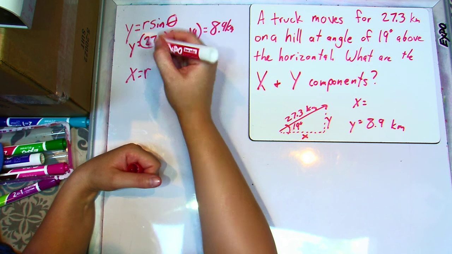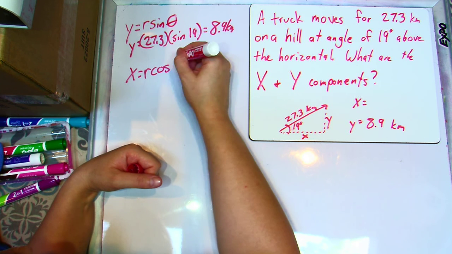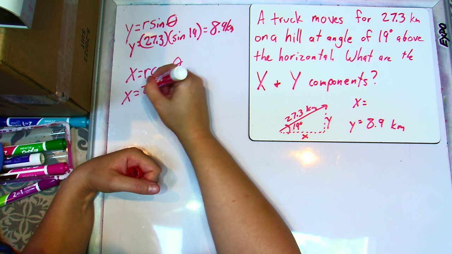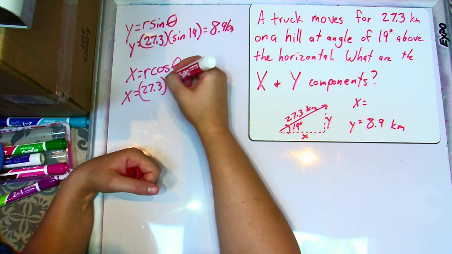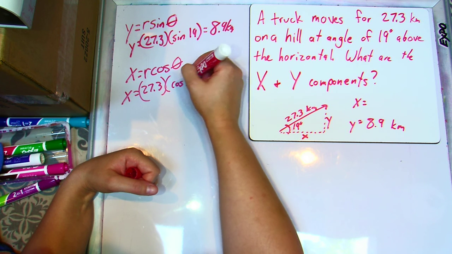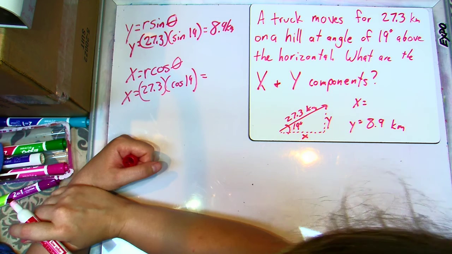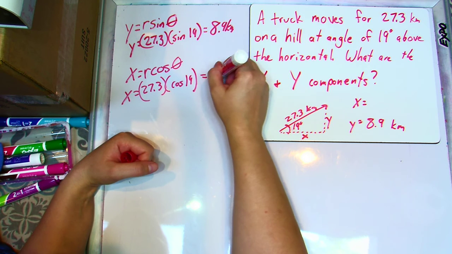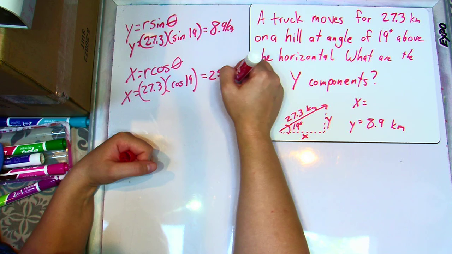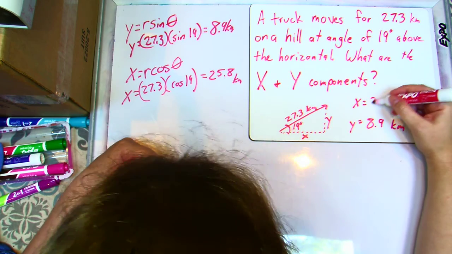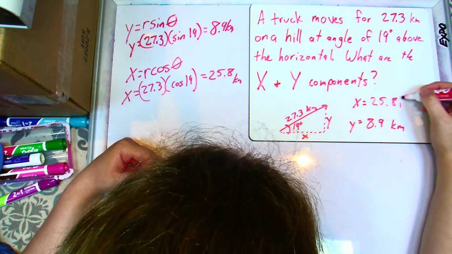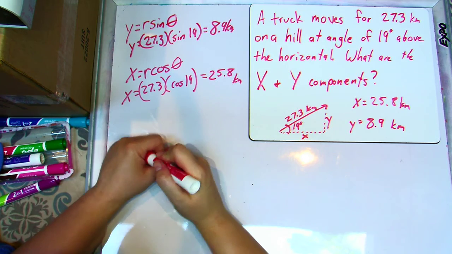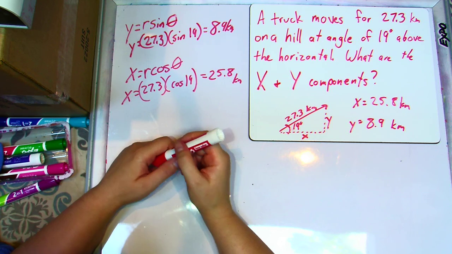And to find x, it is the hypotenuse times cosine of our angle theta. So x equals 27.3 kilometers times cosine 19. And for that one, we get 25.8 kilometers. And guess what? We're all done with that problem. See, that wasn't so bad, right? These ones are actually pretty easy.